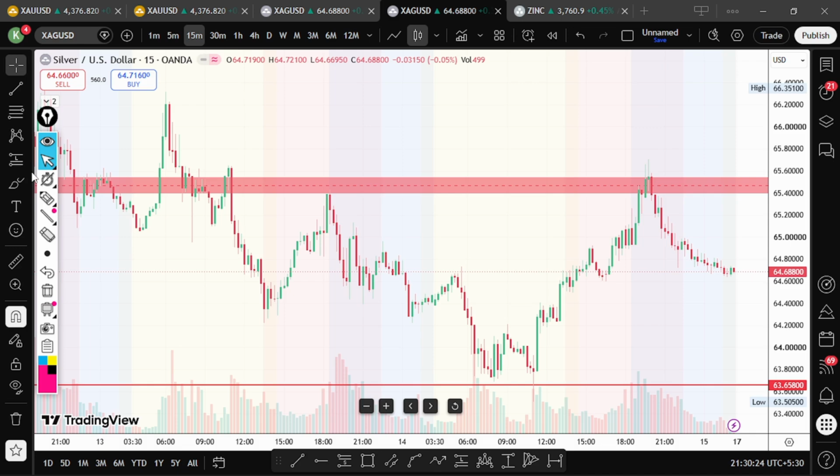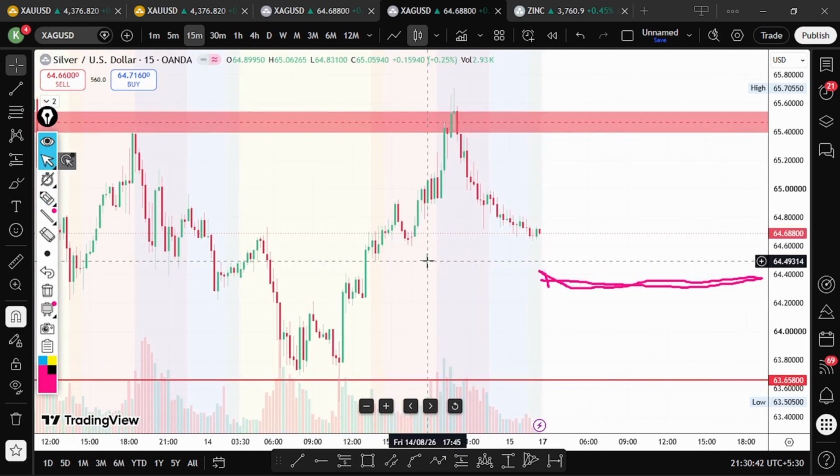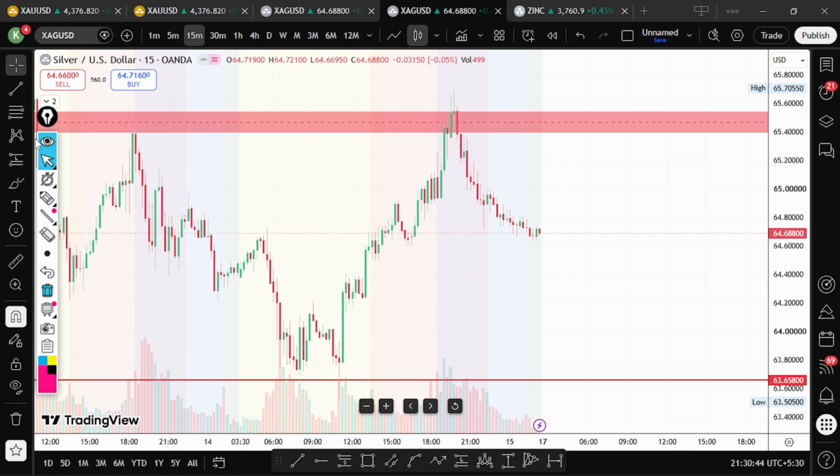On the 15-minute chart, there's nothing more left to discuss, just the levels. The selling level will be 64.60. If the market breaks below this, then the immediate target will be 63.65. But if the market goes above that, we'll wait for a clear breakout.